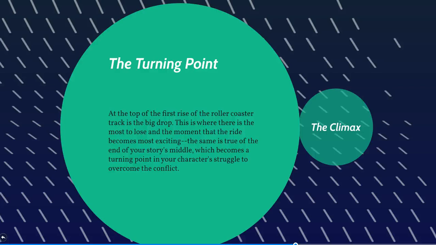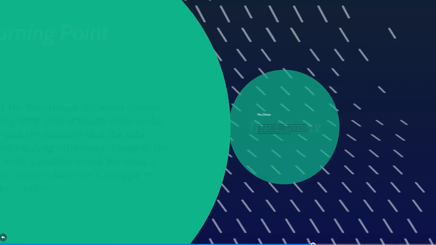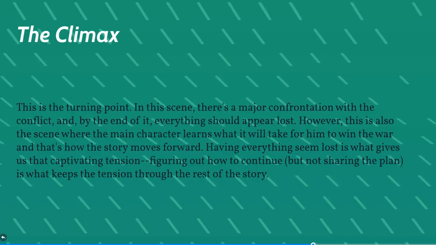Because your character has the most to lose, and they're really struggling to overcome the conflict, we see this, we call it the climax. This is the turning point, and in this scene, there's some major confrontation with the conflict that by the end of it, everything appears lost and hopeless. This is also the scene, though, where the main character learns what it's going to take for him to win the war. So that's how the story moves forward.